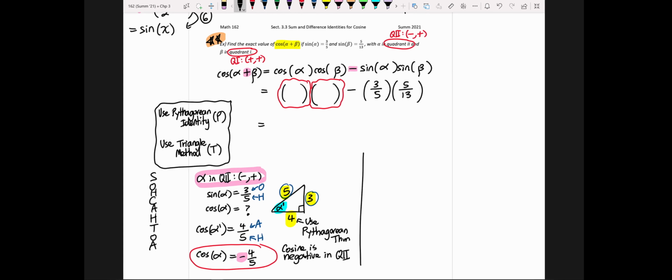So if alpha is in quad 2, that means sine and cosecant are positive, everything else is negative.